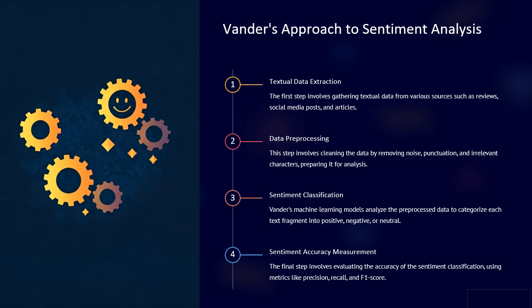Gathering data from multiple sources allows Vander's approach to cover a broad spectrum of opinions and viewpoints, which makes the analysis more comprehensive. The data collection can be carried out through different techniques. Web scraping is one of the most common methods, where automated tools are used to extract information directly from websites. Another method is API integration, where data can be accessed and collected through official interfaces provided by platforms.